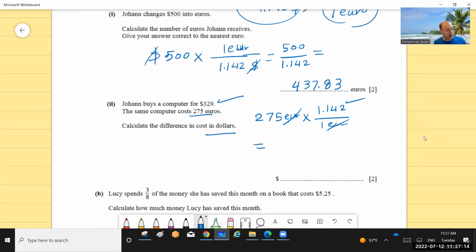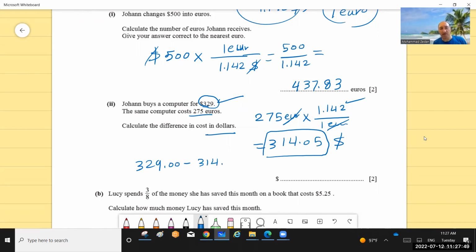The euro is cancelled now, so just multiply 275 by 1.142. The answer is 314.05. So this answer of course is in dollars. The cost in dollars is 329, and this is by converting 275 euros to dollars, which gives you this. So the difference simply, just subtract. Yes, 329.00 minus 314.05 gives you 14.95. This is the difference in dollars.